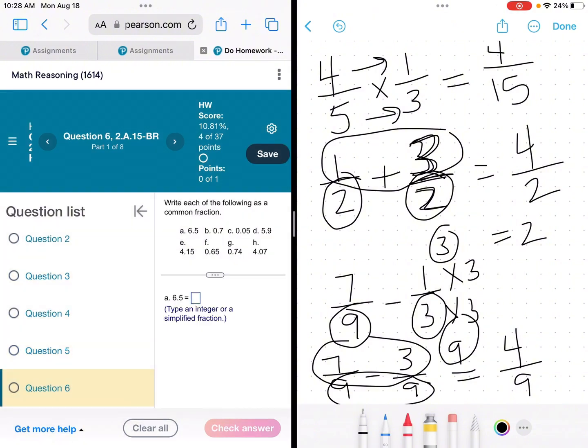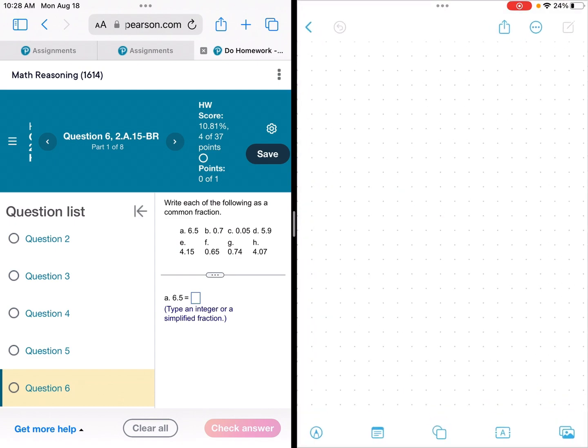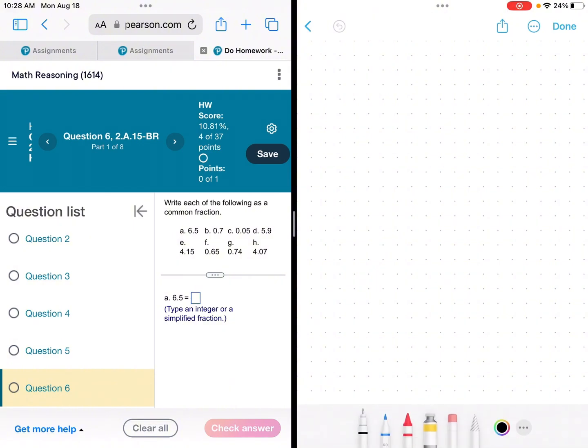Question 6. Here we have decimals. You want to convert to a fraction. Okay, so to do that, let's say we have 6.5. All right, so you have one number after the decimal. So to do that, we can look at it in a different way. We can look at it as 65 over 10.